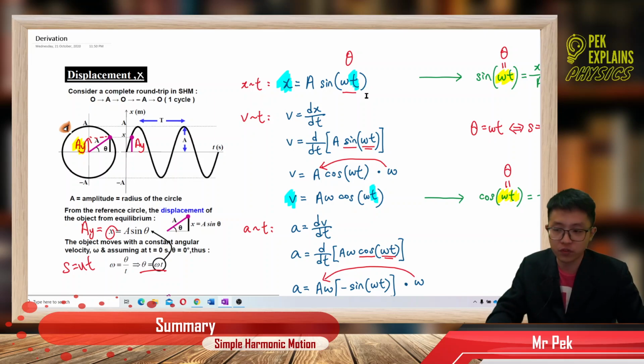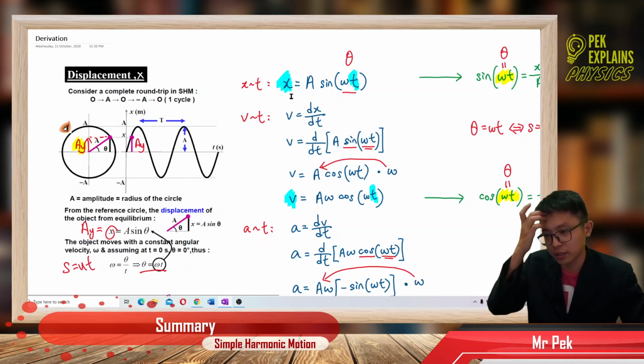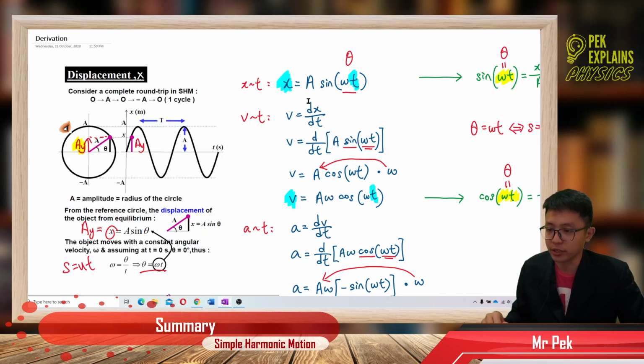Now we want to get the velocity formula. How do we get it? Velocity versus time. Same as before, v equal to ds dt, the gradient of the displacement time graph. So now, v equal to dx dt. That means we differentiate the displacement versus time equation. So a sine omega t, we want to differentiate.